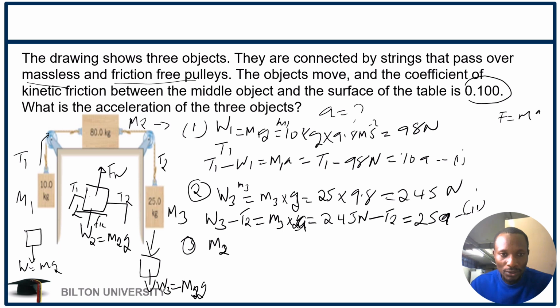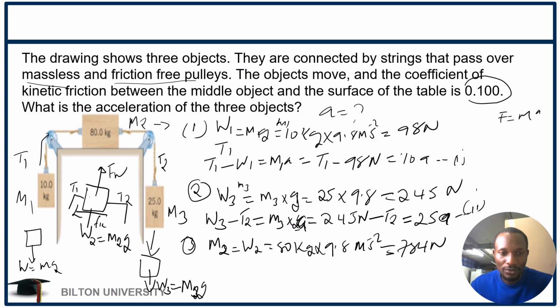So in M2, we can start by looking at W2, which is going to be the mass, 80 kilograms, times 9.8 meters per second squared, and that's 9.8 times 80, 784. So this is going to give us 784 Newton.